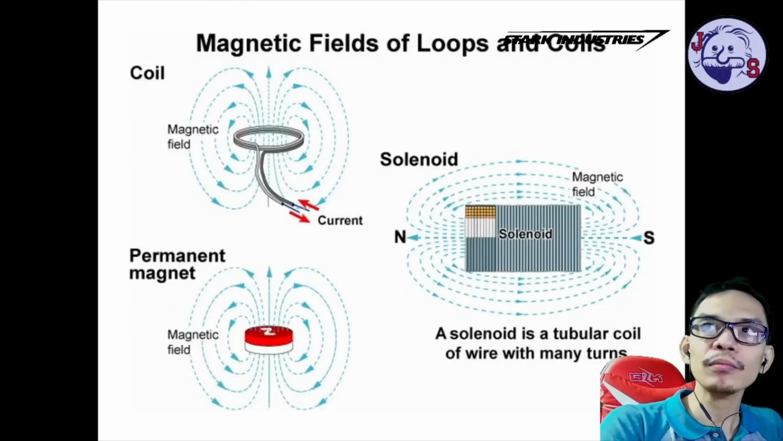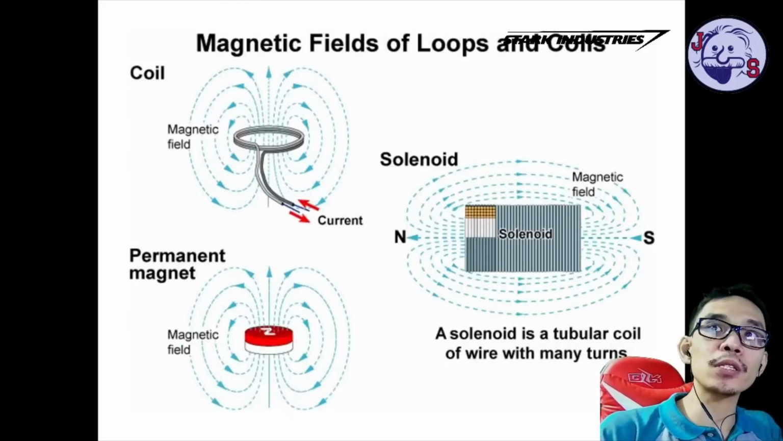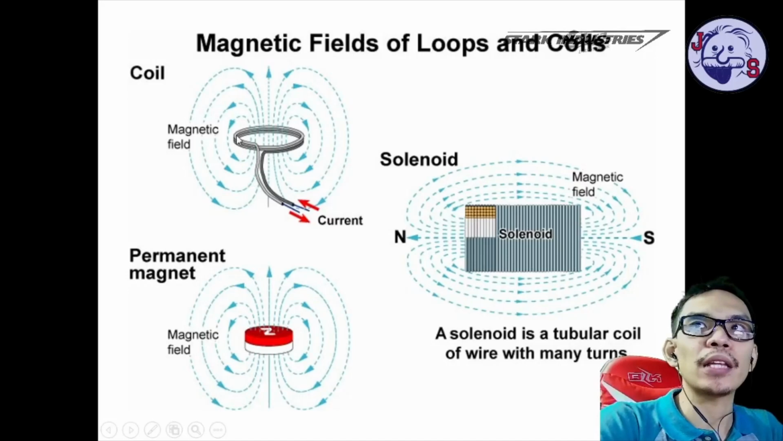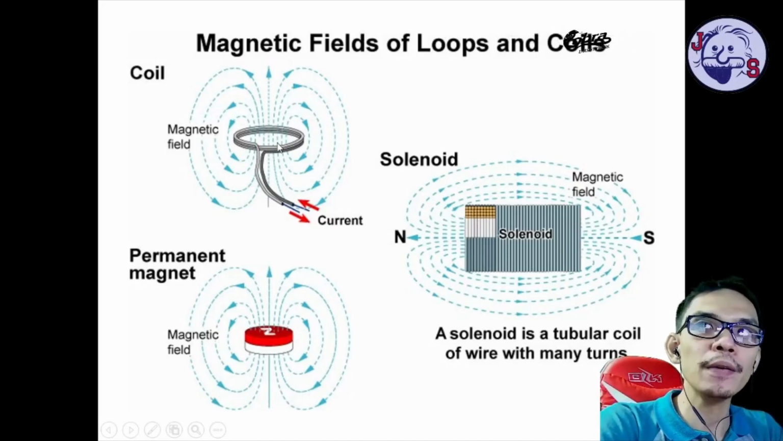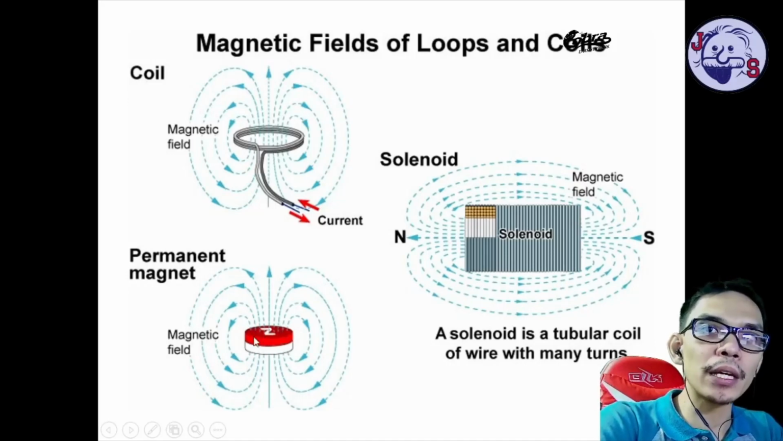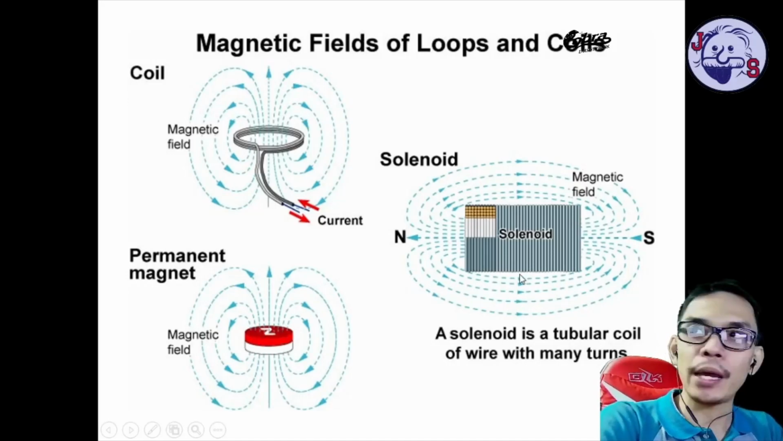This is what the magnetic field looks like if the wire is formed into a coil like the one that you have right here. This is what the magnetic field looks like on a permanent magnet. And this is what it looks like in a solenoid.